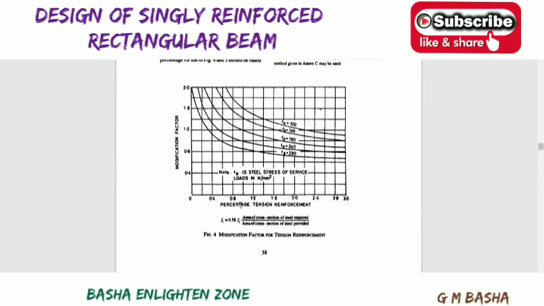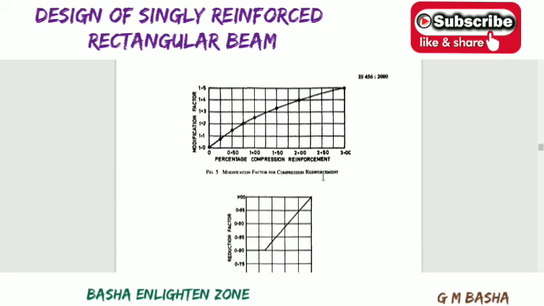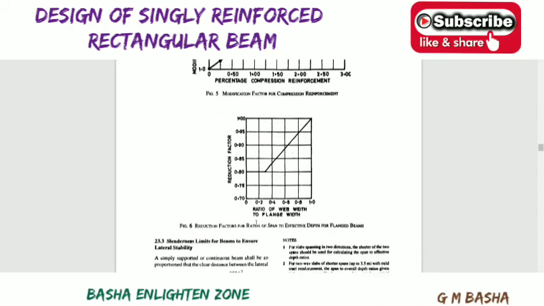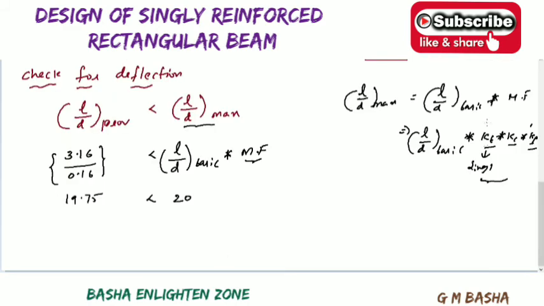So for tension reinforcement, the percentage of tension reinforcement, this is the modification factor for tension reinforcement, this is the modification factor for compression reinforcement, and this is the modification factor for the flange width. What I have shown here: KT, one graph for tension reinforcement, KC for compression reinforcement, and KF for flange width. I showed the L by D basic value for a simply supported beam, and for the modification factor I take only KT because it is a singly reinforced beam.